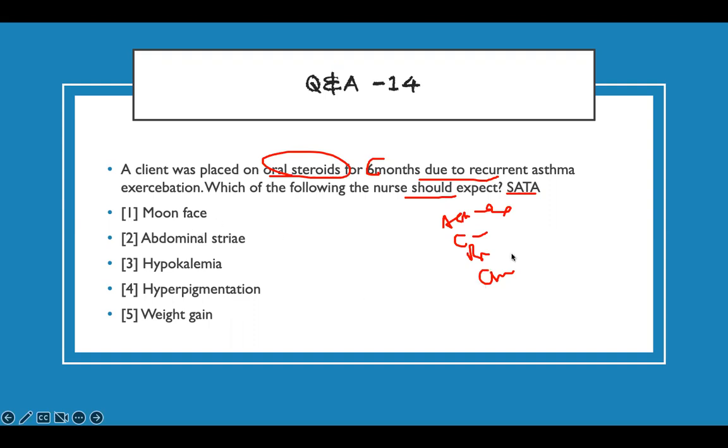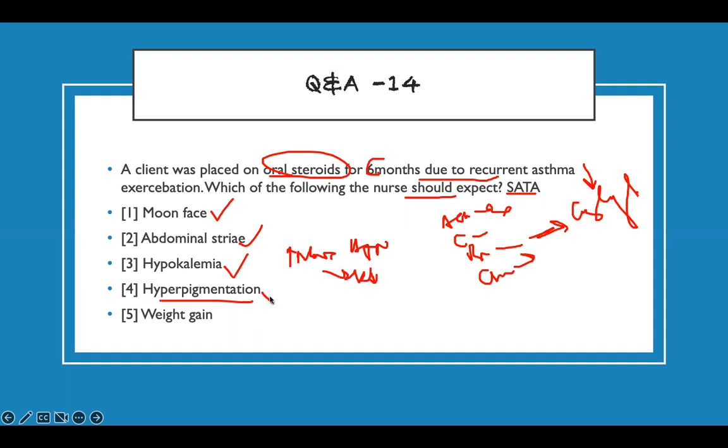So my rewrite is what? Somebody on steroids for asthma for 6 months, what should I expect? What they're asking you is a question on Cushing's. If you're on steroids for 6 months, you turn into Cushingoid. So I'm looking for signs of Cushing's. Moon face, yes. Abdominal striae, yes. Hypokalemia, guess what? Yes, because of an increase in your sodium, which causes hypertension, and it decreases your potassium. Hyperpigmentation, negative. What causes hyperpigmentation is Addison's disease. Expect them to confuse you with that. And then weight gain, yeah, steroid. So this is wrong.